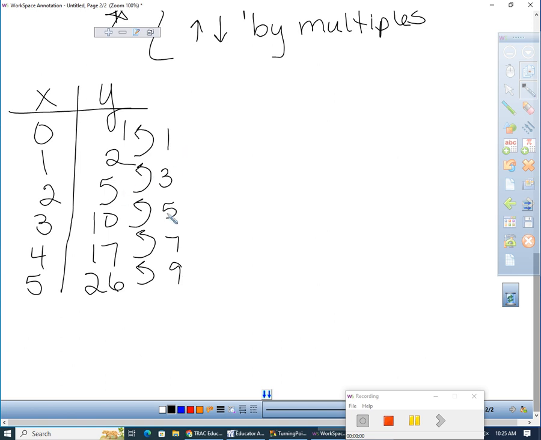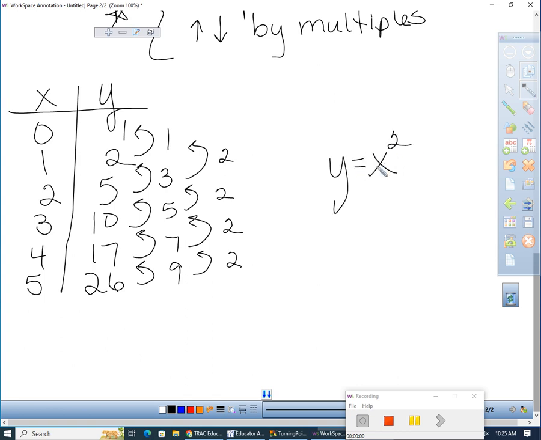So now we're going to take those numbers. 3 minus 1 is 2. 5 minus 3 is 2. 7 minus 5 is 2. And 9 minus 7 is 2. Yes, it is y equals x squared.